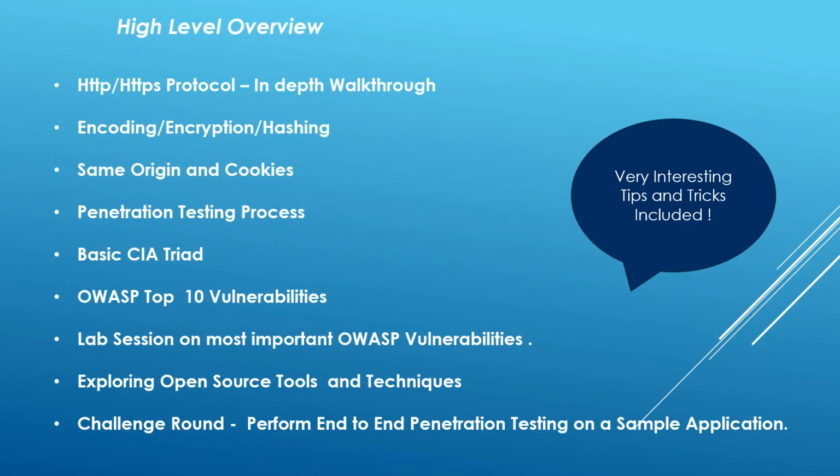What is encoding? What is encryption? What is hashing? And as we all know, any browser uses cookies or cache the moment it interacts with the server. So what does it actually do? What is the significance of having cookies? What are the security flaws around these cookies? And the pen testing process, CIA: confidentiality, integrity, and availability.